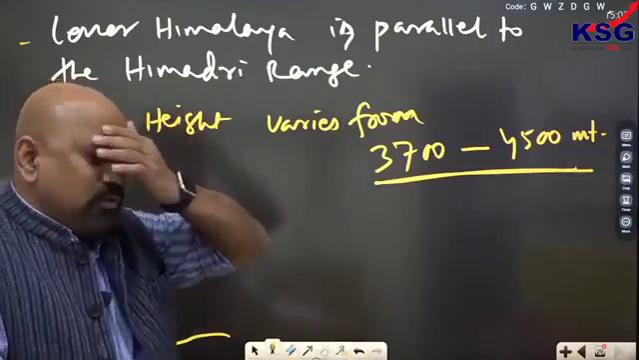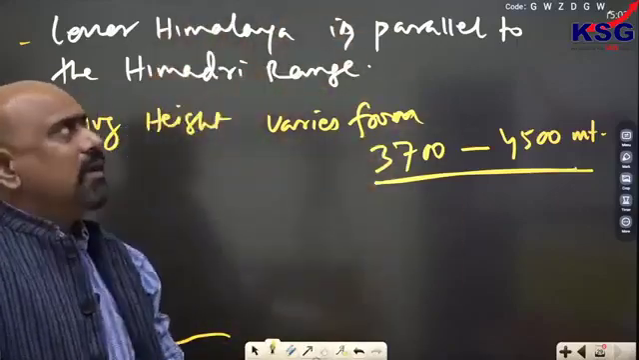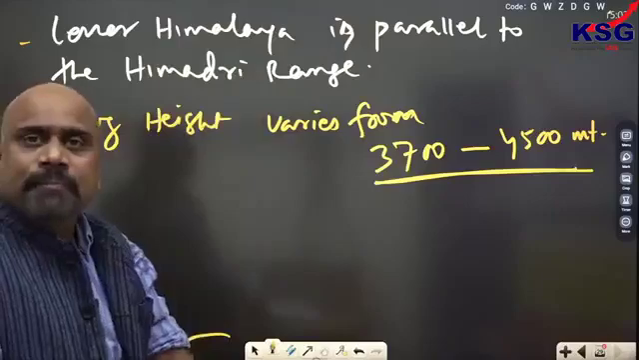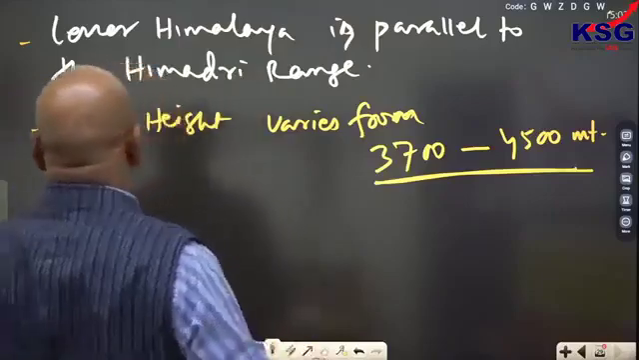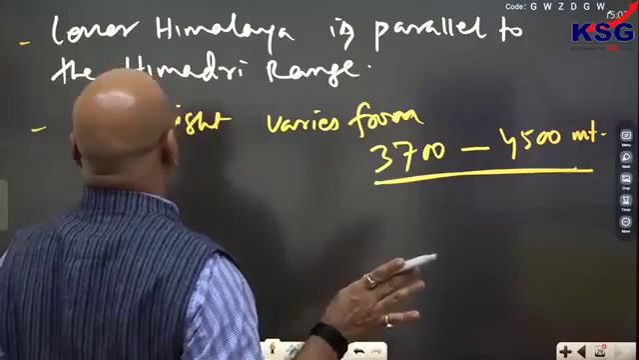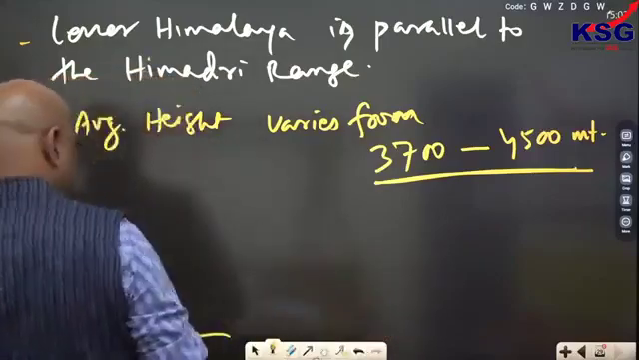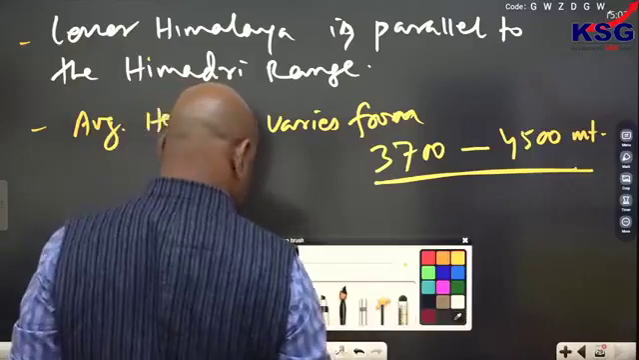Relief variation is more here. कहीं पे बहुत हाइट होगा माउंटेन का, कहीं पे बहुत ही कम हो जाता है. Relief variation is much high here. It means, so average height varies from 3700 to 4500 meter. Lesser Himalaya is parallel to the Himadri range, I said. Another very important point here.